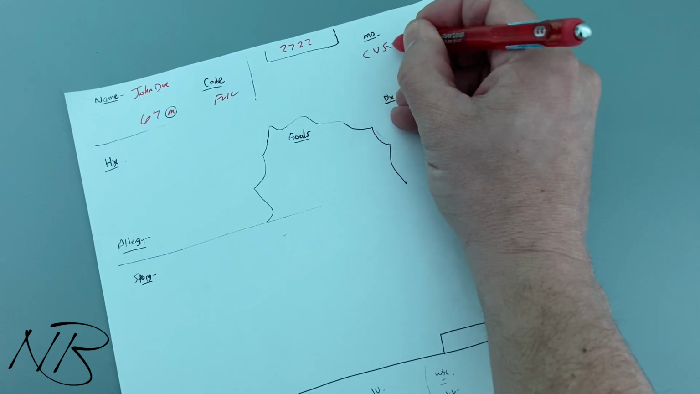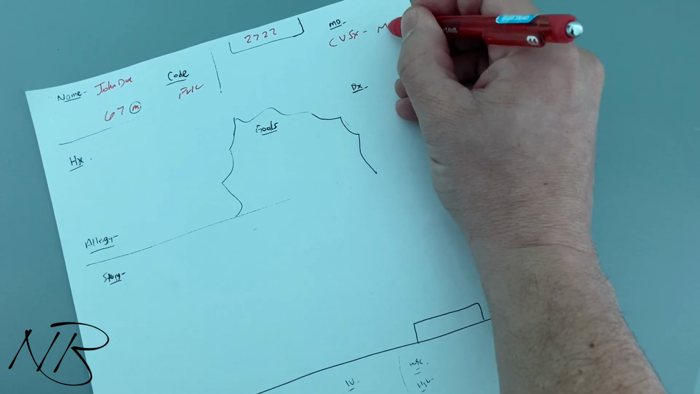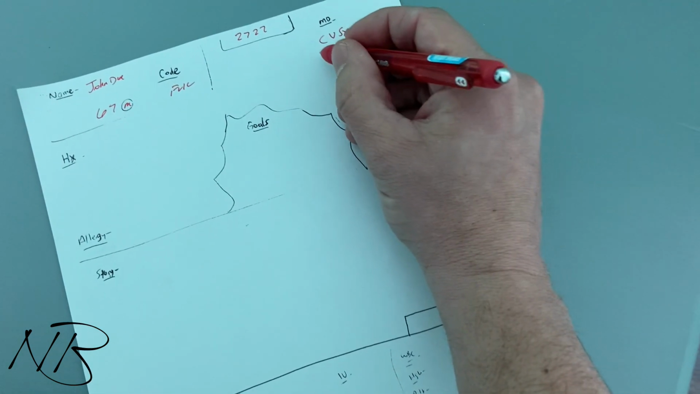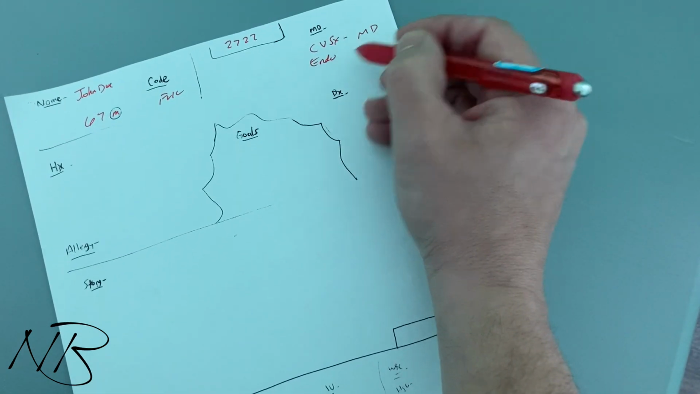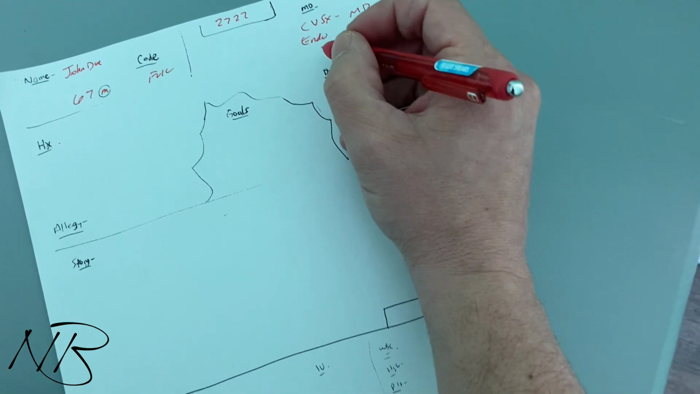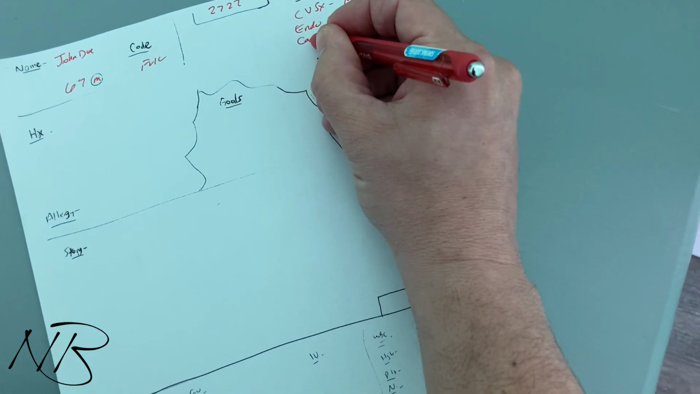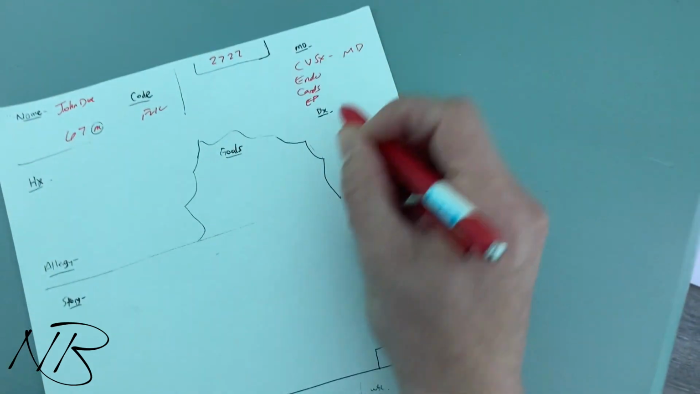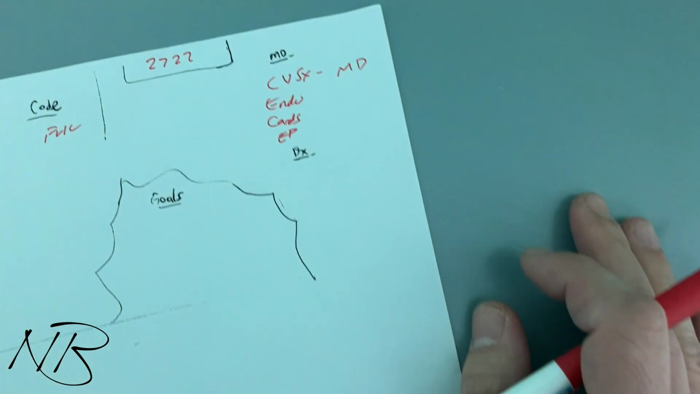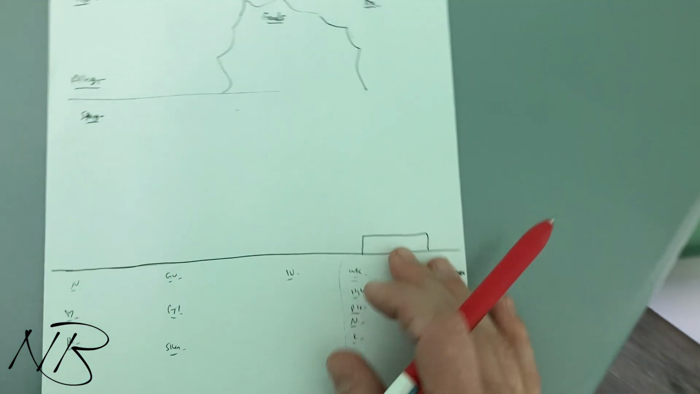This is a patient of CV surgery, doctor such and such. Who else is consulted? We've also got endo on board for post-op glycemic control. We've also got cards on board, and we've also got EP on board because we're dealing with some post-op atrial fibrillation that we cannot control.